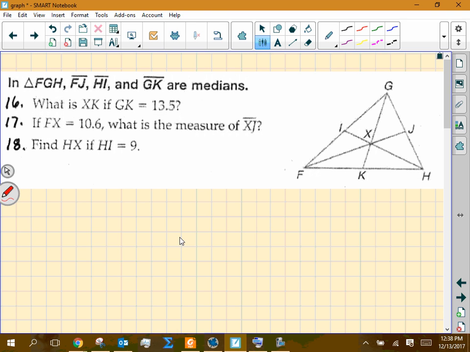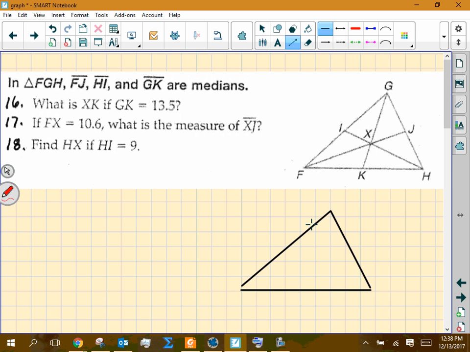All right, so again, it's just the idea of they give me all these medians, to tell me that X is the centroid. But when I look at question 16, they're only interested in looking at G to K, right? G to K and X. Okay, so I'm going to redraw my picture so that it just focuses on that segment. So we've got G there, X there, K there, right?